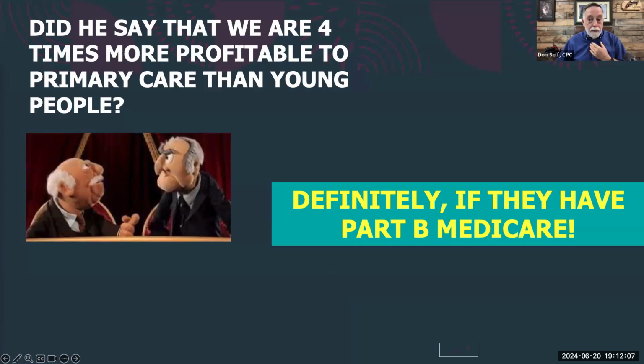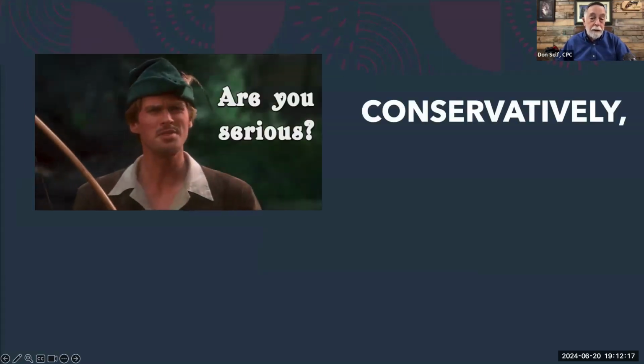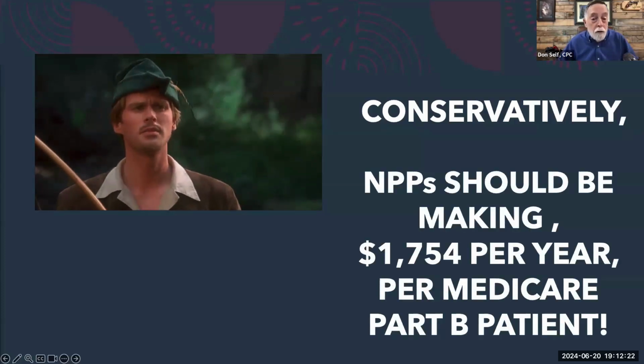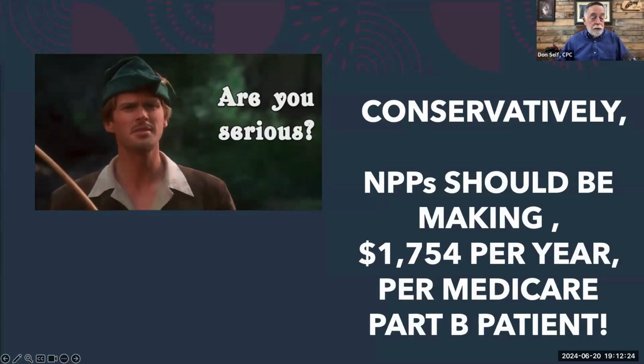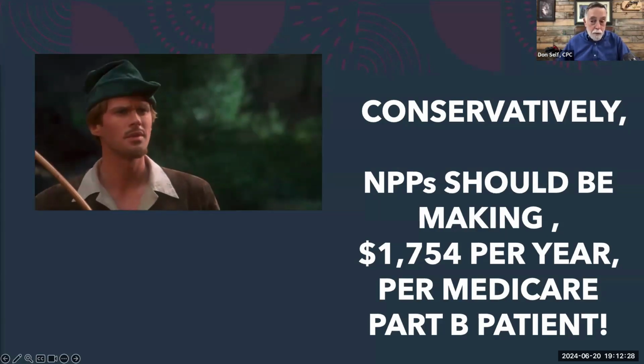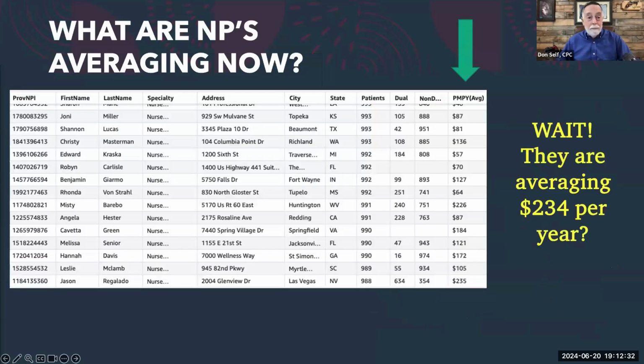Like I'm an old guy, so I'm on Medicare Part B. And if you've been sitting in on my webinars, seminars with the NPBO for a while, you've probably heard me say this several times. And I'm very serious about this. Overall, you should be generating in your own practice about $1,754 per year per Medicare Part B patient if you're in primary care. Now, again, that's not what you've been averaging. You've been averaging around $234 a year.